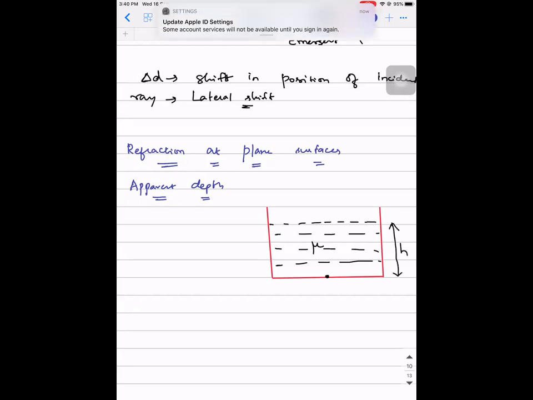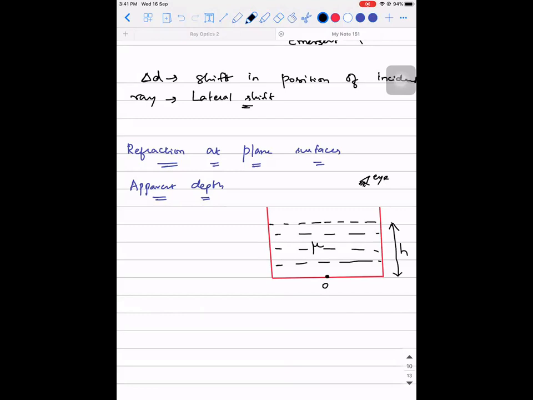Okay. So this is the object. And you're seeing from here. This is where your eye is placed. Okay. And you're seeing from here. Now the question is, will you be able to see the object exactly at point O, or will it be shifted from its position? Okay. That's what we need to answer.